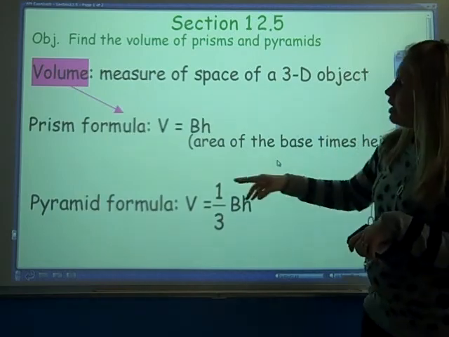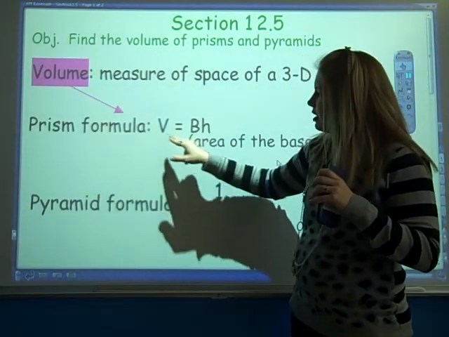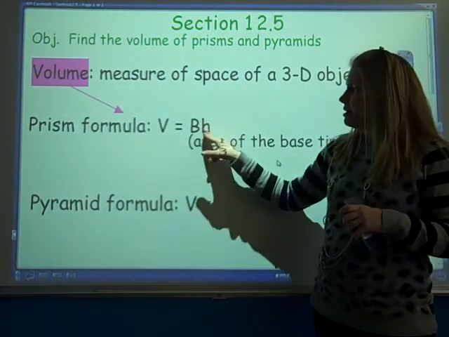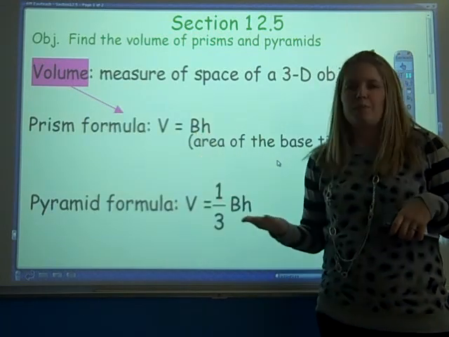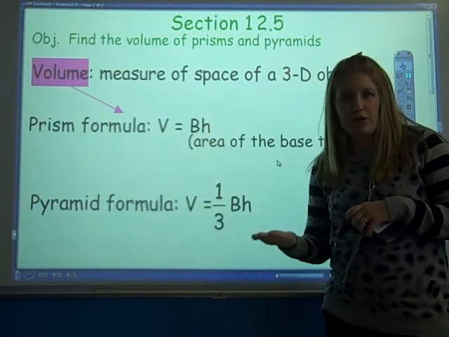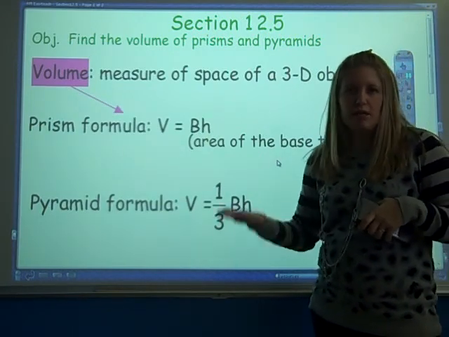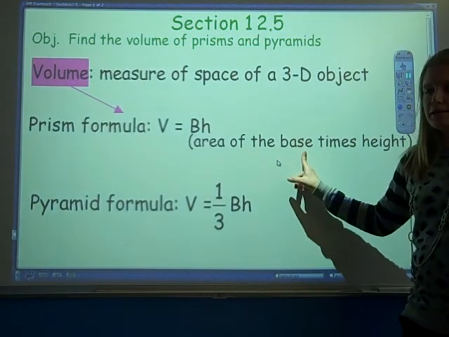To do that, for any prism, so first you have to see if it's a prism, you're going to do the volume of the base, area of the base, times the height. The volume equals the area of the base times the height. So if the base is a rectangle, you find the area of the rectangle times the height. If it's a triangle, area of the triangle times the height. That's for a prism. This will work for any prism.